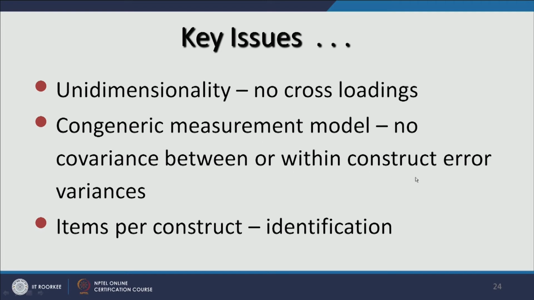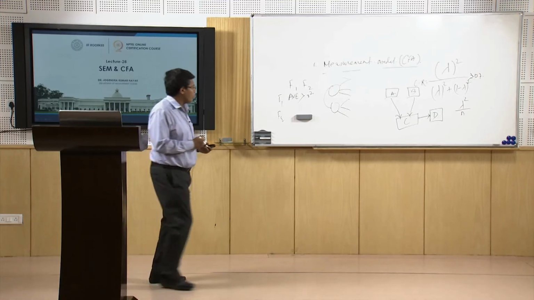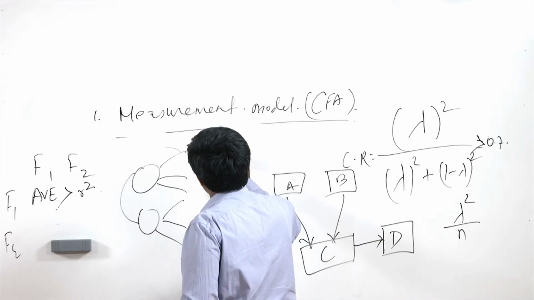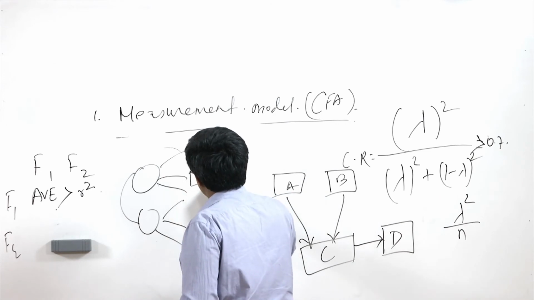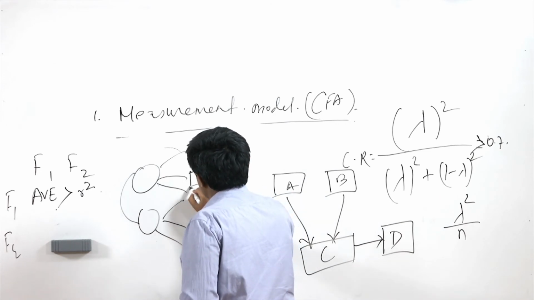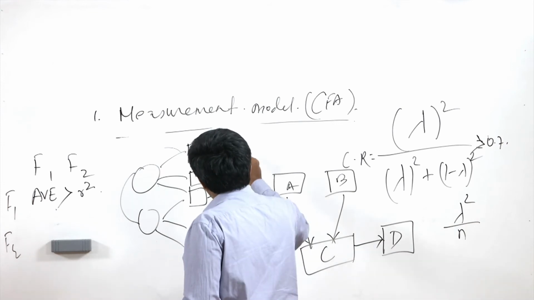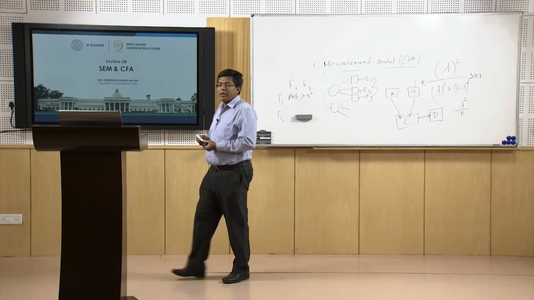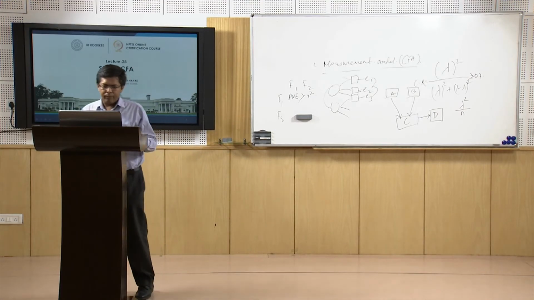Covariance or within constant error variances, so that means three things basically. You should understand that there is no covariance between or within the construct error variances, meaning the error. Please understand this. Suppose this is a variable and this is error 1, this is another variable, this is error 2, similarly this is my error 3. So do not try to establish unnecessarily a relationship between the error terms, right.